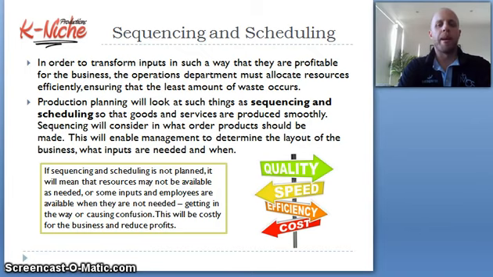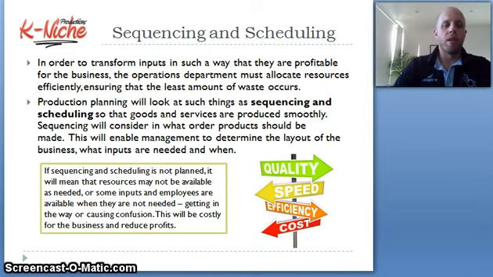There are a number of ways that managers actually look at doing this, and sequencing and scheduling is all part of that. It will consider what products should be made, and it'll enable management to determine the layout of the business, what inputs are needed, and when. As you can see, if sequencing and scheduling is not planned, it will mean that resources may not be available as needed. Some inputs and employees are available when they are not needed, or they're getting in the way and causing confusion. So this will be costly for the business and ultimately reduce profits.